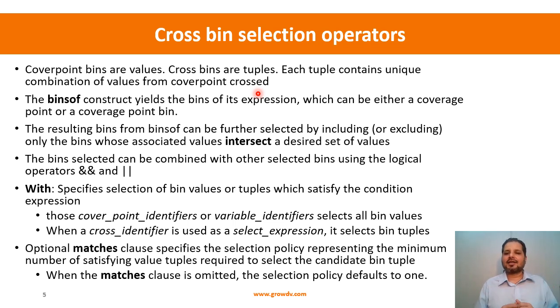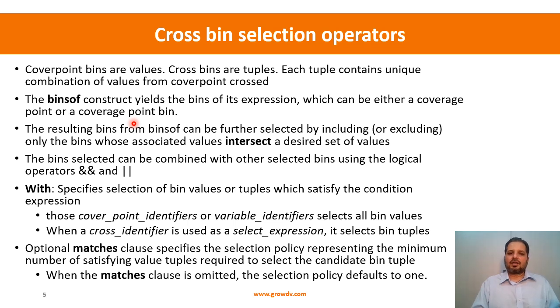If you cross as many cover points, then each bin that gets created in the cross will have that many values, one from each of those cover points, right? So that's what happens when you cross them together, and each tuple contains unique values from the cover points that you have crossed. That is the base way in which the bins get created for the cross. Now we look at a few operators. You have an operator called bins of. What it does is it yields bins of its expression, and this can be either a cover point or a cover point bin.